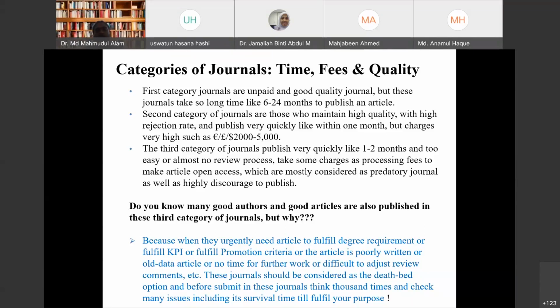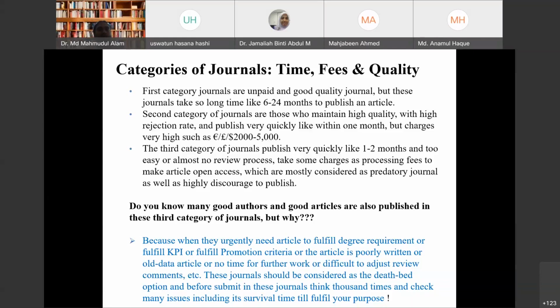Check many issues, including the survival time. The most important consideration is the survival time of the journals. Suppose you apply for a promotion and you submit to the journals, but your committee meeting will happen after 4 months. But within 4 months, this journal will vanish. Then you are in a double trap. So look at how long the journal will survive. Does it fulfill your criteria, your deadline criteria?